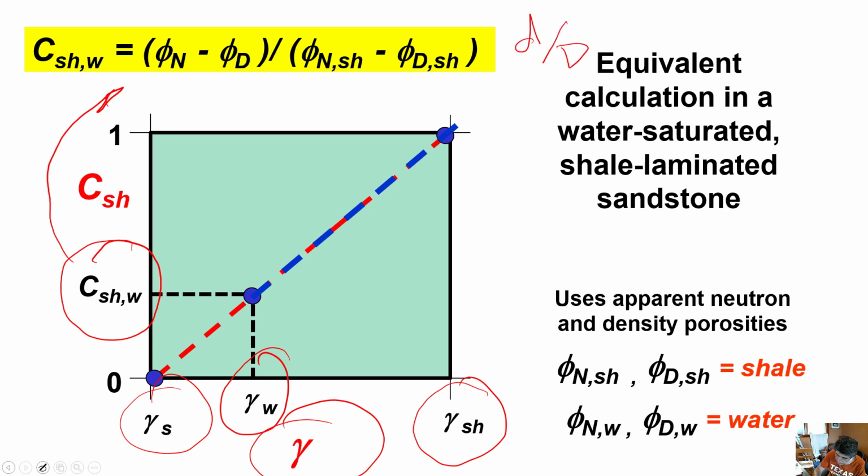and that gives me the 2 points now for the line, and the only thing that I have to do now is to reconstruct the line. So if I give you any gamma ray log, I can bounce this off this chart and give you the corresponding CSH. That's what we do.